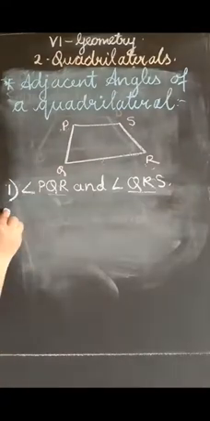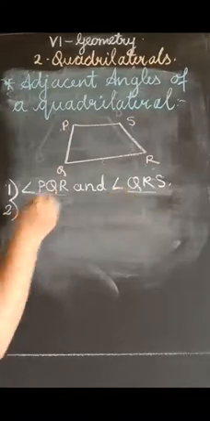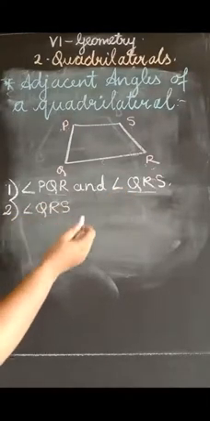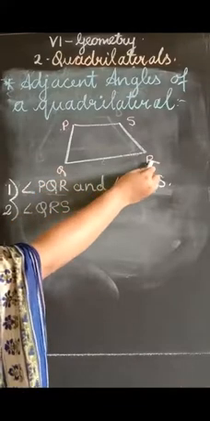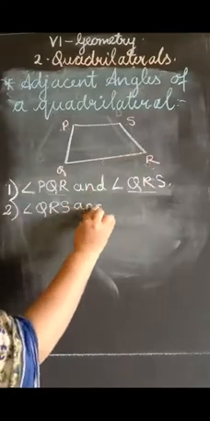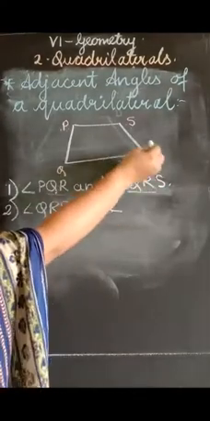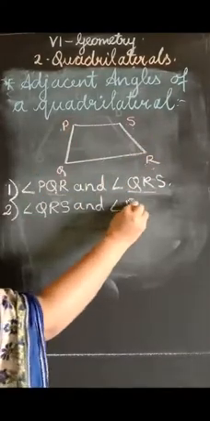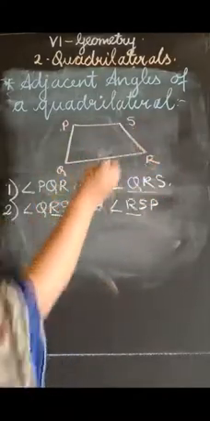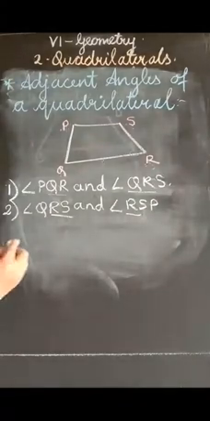Now second pair, how to find out? Same angle, take down angle QRS. Now start from R and angle RSP. Again RS is common. Yes, so this is a second pair.